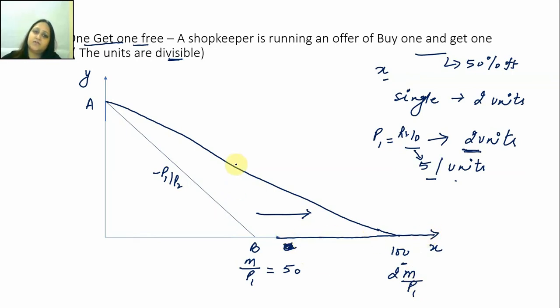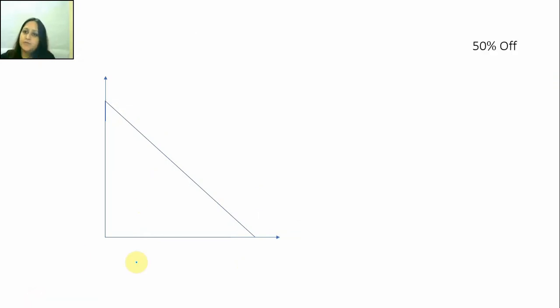Now let's take a scenario where the units were indivisible. So the second case is where the shopkeeper is offering a 50% off. The shopkeeper says that there's a 50% off.